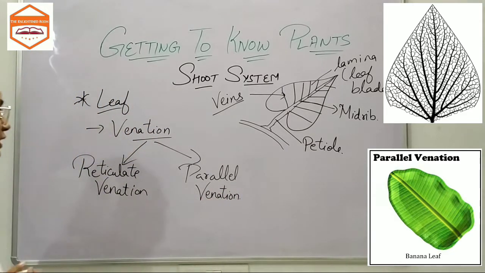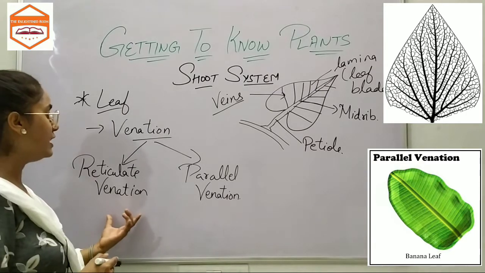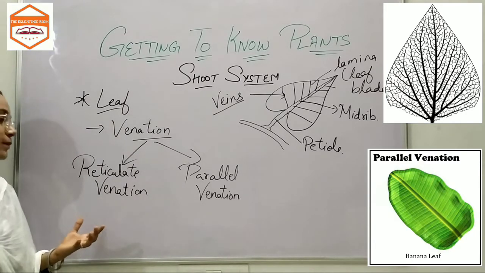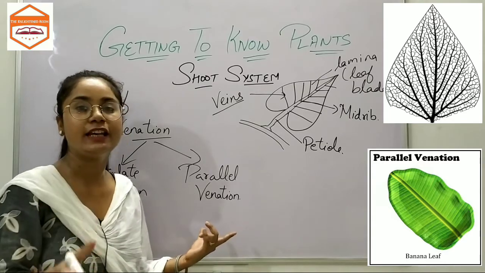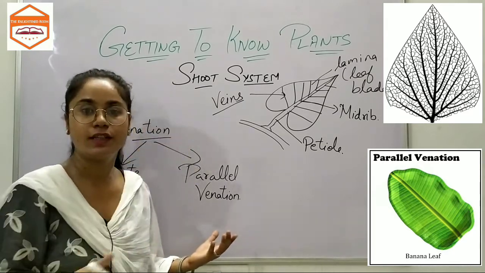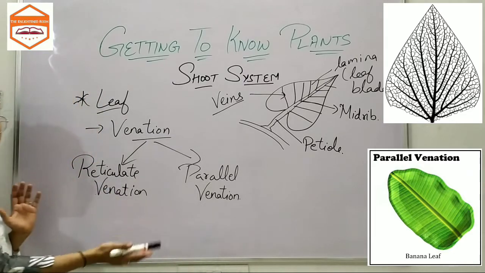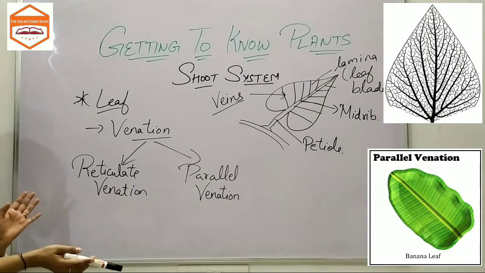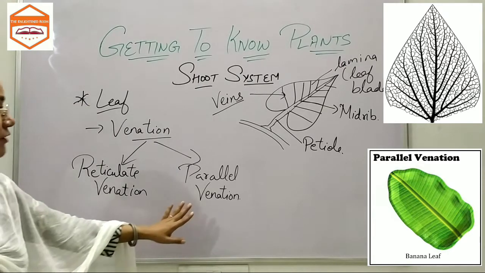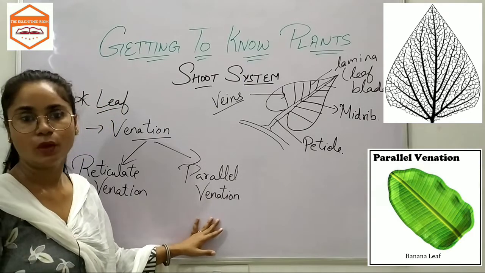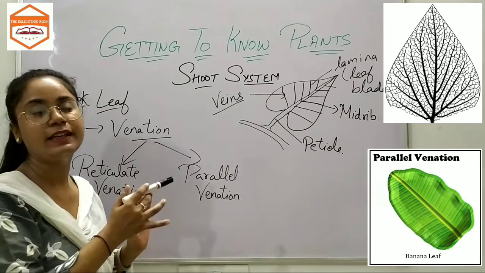Now in case of reticulate venation, you can see it through the picture of the leaf. When the veins form a net-like pattern, it is considered reticulate venation. While in case of parallel venation, if the veins form a parallel line structure, it is known as parallel venation. Reticulate venation is found in the leaves of mustard, cabbage, lemon, neem, lychee and many more plants, while parallel venation is found in the leaves of banana or bamboo. Okay. So this is all about venation.